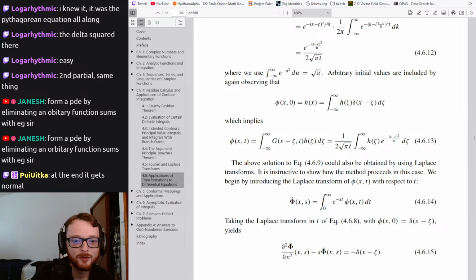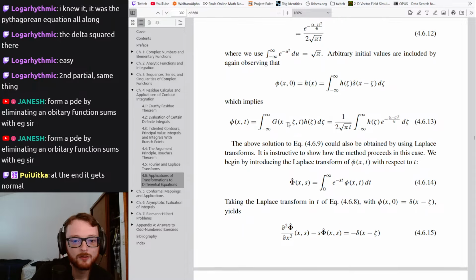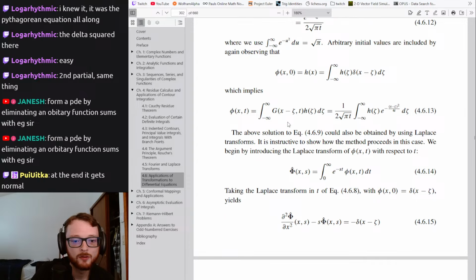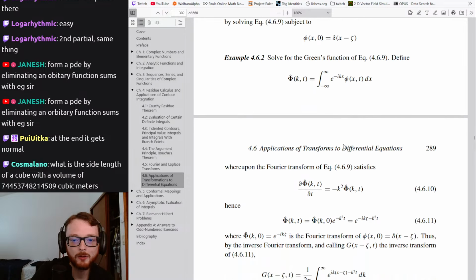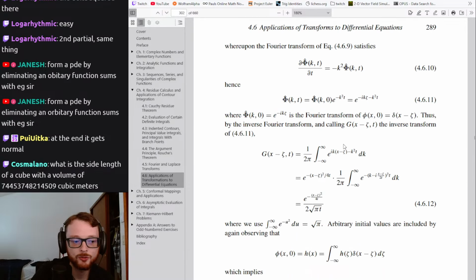I think. Arbitrary initial values are included again by observing that, which implies the general solution is the convolution of the Green's function and the initial condition. Oh, wait. I was calling it a boundary value, but it's an initial condition now.